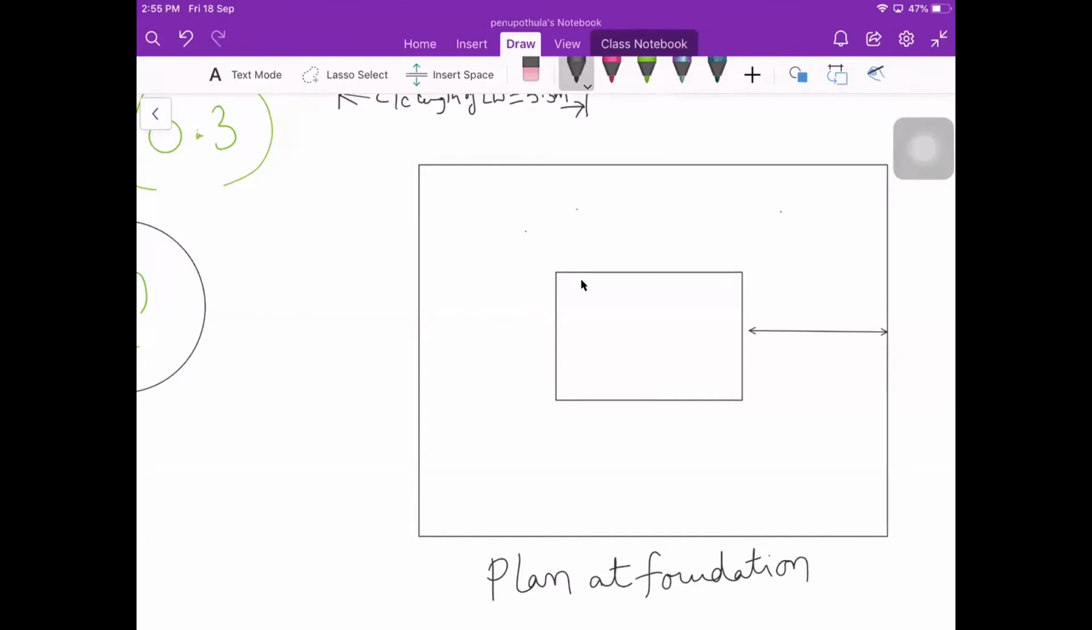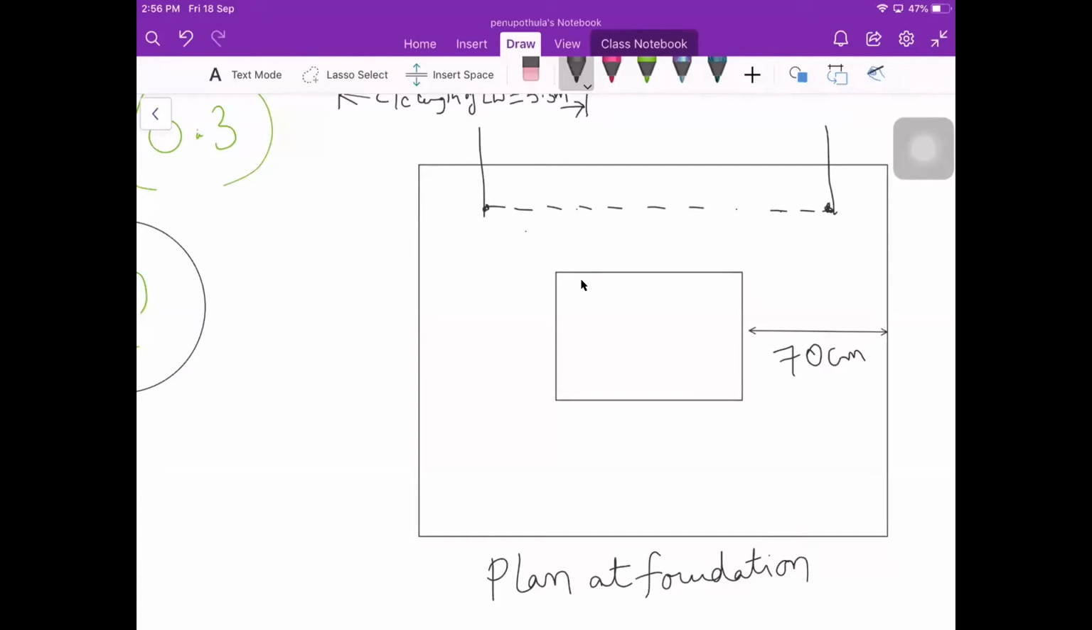What is the width of it? We have already worked it out. It is 70 centimeters, or 0.7 meters. You know the center to center line length, and it is common for everything. So here to here is the center to center line length of the long wall.